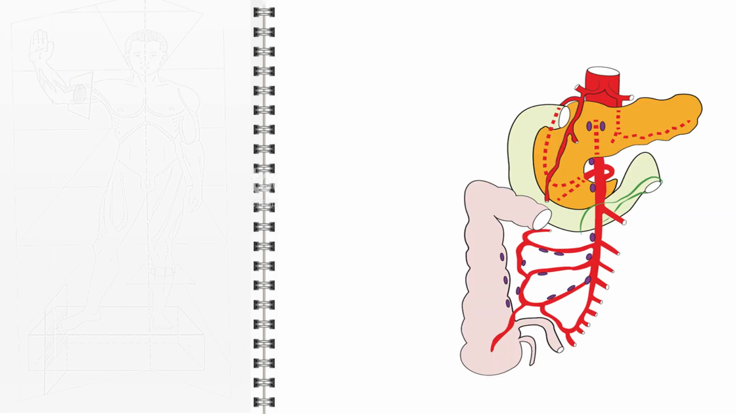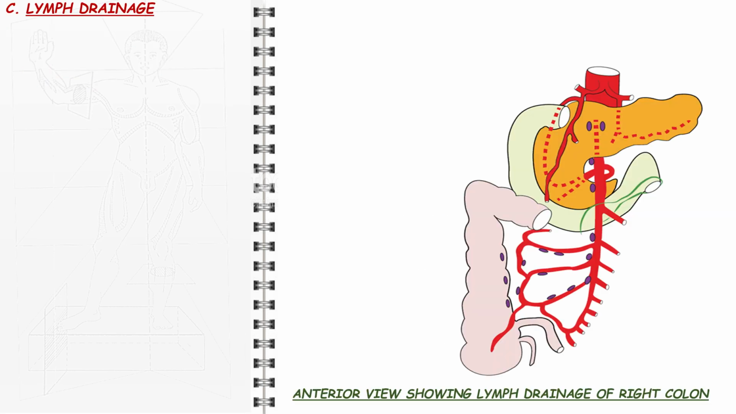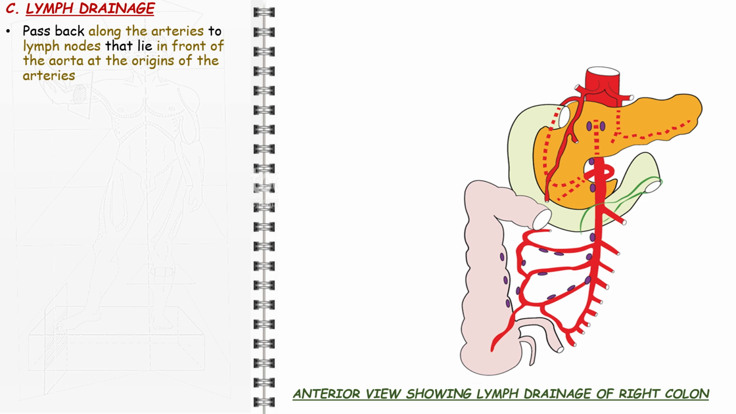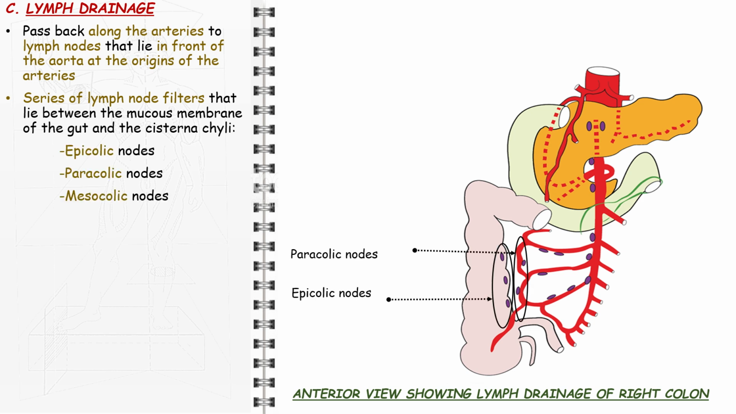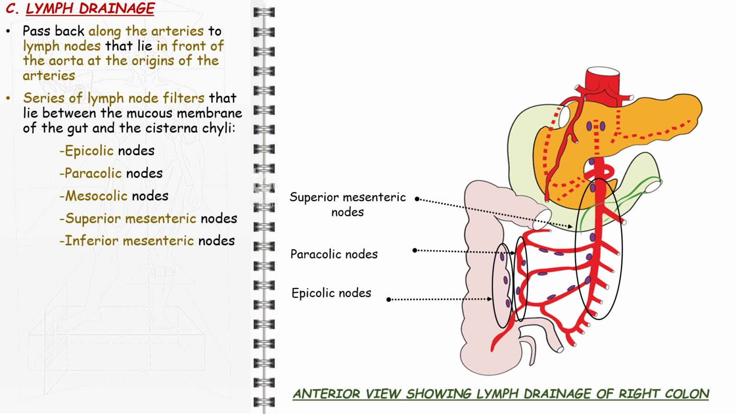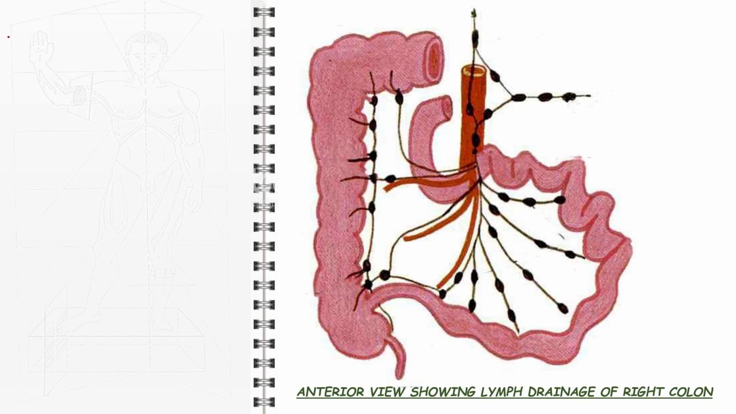The lymphatics of the colon pass back along the arteries to lymph nodes that lie in front of the aorta at the origins of the arteries, through a series of lymph node filters that lie between the mucous membrane of the gut and the cisterna chyli: the epicolic nodes, the paracolic nodes, the mesocolic nodes or the sigmoid nodes, the superior mesenteric nodes and the inferior mesenteric nodes. The lymphatics of the large intestine all drain into the cisterna chyli.